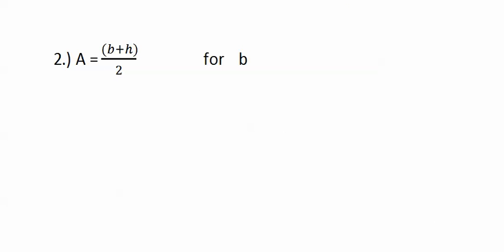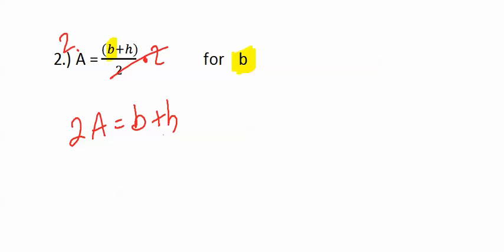Example number 2, we have area equals base, the quantity base plus height over 2, and we're solving for b. Now this one's actually a little bit easier because the variable we're looking for is in the numerator, so we don't have to worry about that too much. What we're going to just do now is multiply by 2, okay? That will give us 2a equals b plus h. Still trying to get b by itself, so I subtract h. 2a minus h equals b.